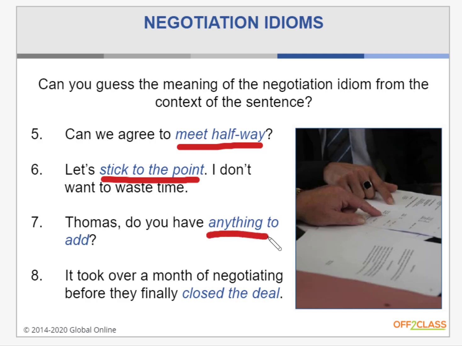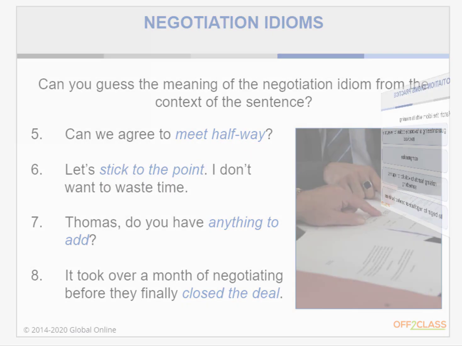Thomas, do you have anything to add? Why is Thomas being called out here? Why is someone asking Thomas if he has anything to add? Add what exactly? I wonder what that means. It took over a month of negotiating before they finally closed the deal. So what does that mean? Look at the word finally. Finally, what? Over a month of negotiating. What do you think that means?